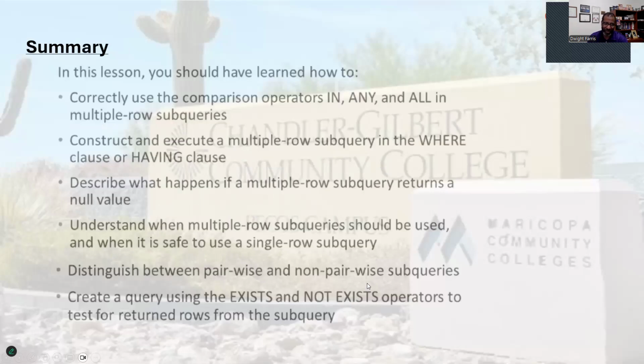All right. This is what we learned. Provide a summary: comparison operators, ANY, and ALL, in a multi-row. Construct multi-row subqueries in a WHERE clause or HAVING clause. Describe what happens if a multi-row subquery returns a null value, which is not good, with ALL. Understand when multi-row subqueries should be used and when it's safe to use single-row subqueries.